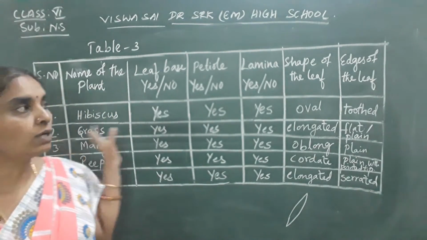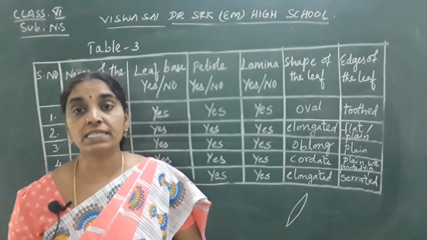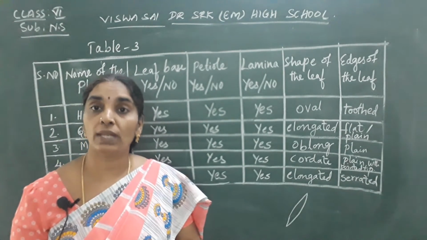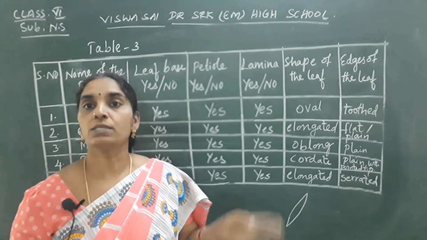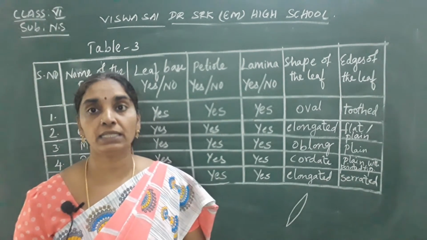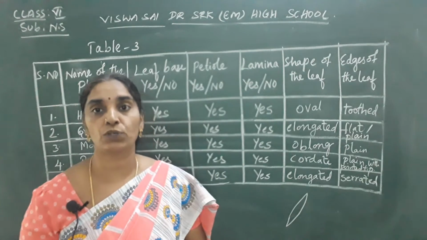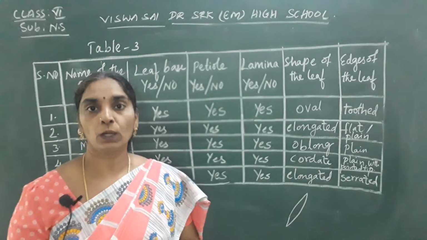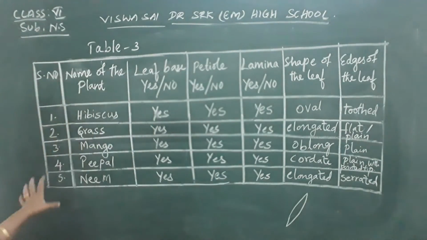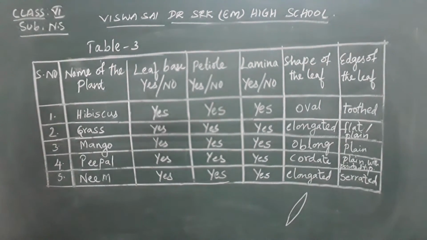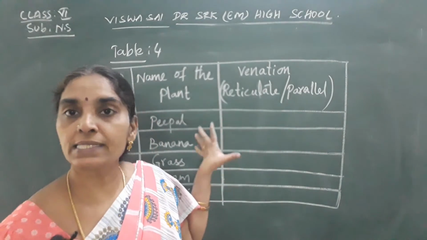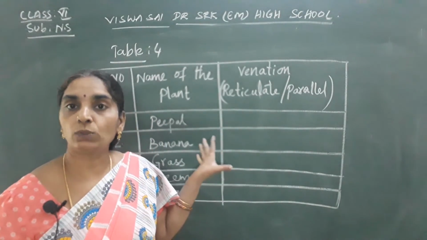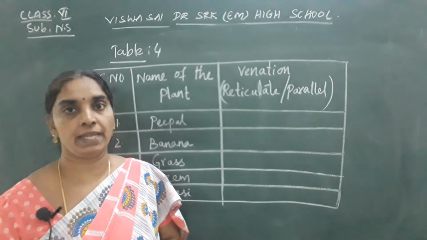Like that you have to write the shapes, edges, whether they contain the petiole, lamina, leaf base, etc. by observation. Okay children, so do this activity by taking other types of leaves also. Okay children, write down in your notes neatly. See the table 4, children. Let's answer this table knowing about the types of venation now.